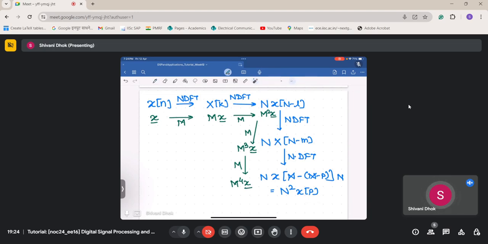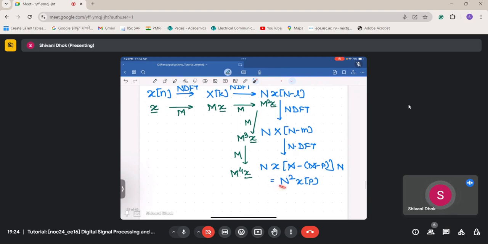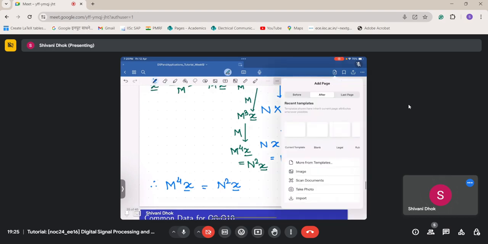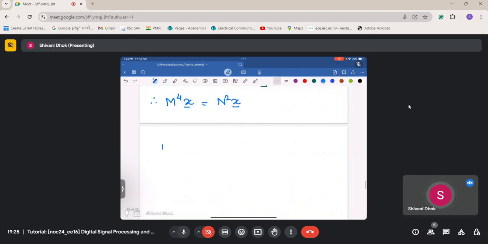And now if you observe, we had started with x of n, we are getting x of n, but now scaled by a quantity of n square. So this vector, when we stack, this will be equal to n square times x. So therefore this quantity here is equal to n square times x. So therefore what we have is m to the power 4x is equal to n square x. And therefore I can write it as m to the power 4 minus n square into x is equal to 0.